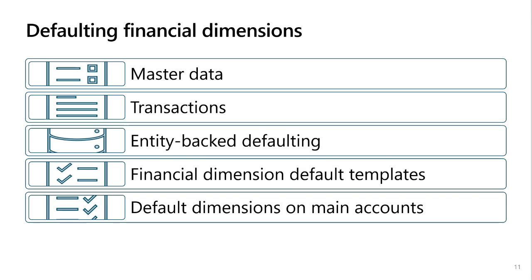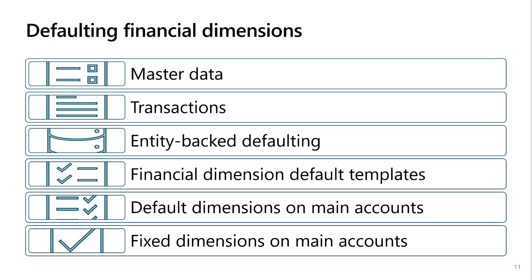Next, you can define default dimensions on main accounts. This is useful when you're creating transactions directly in a journal entry, for example. It is important to note that this feature is a legal entity override, and you must specify the default for each legal entity, even if you only have one legal entity.